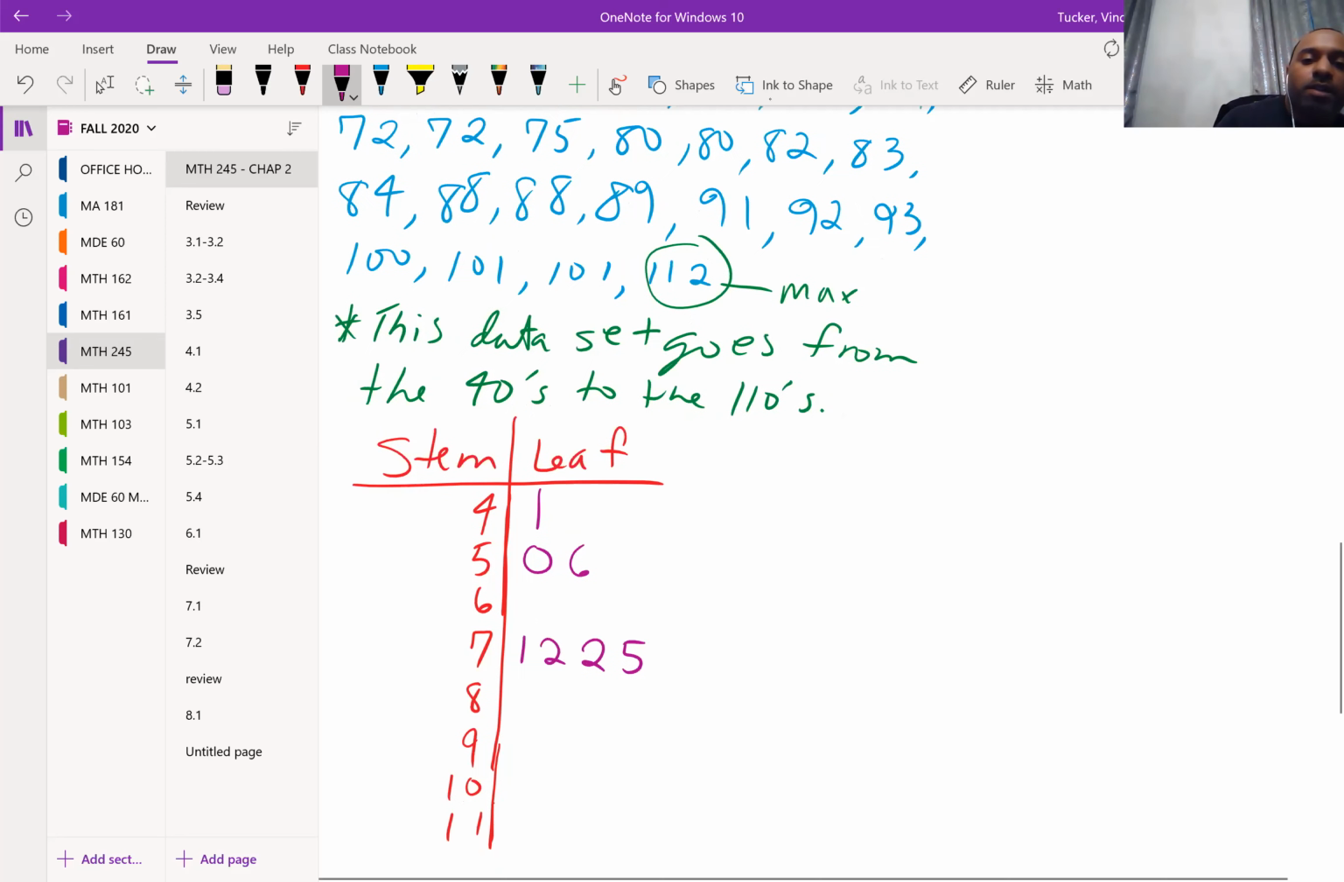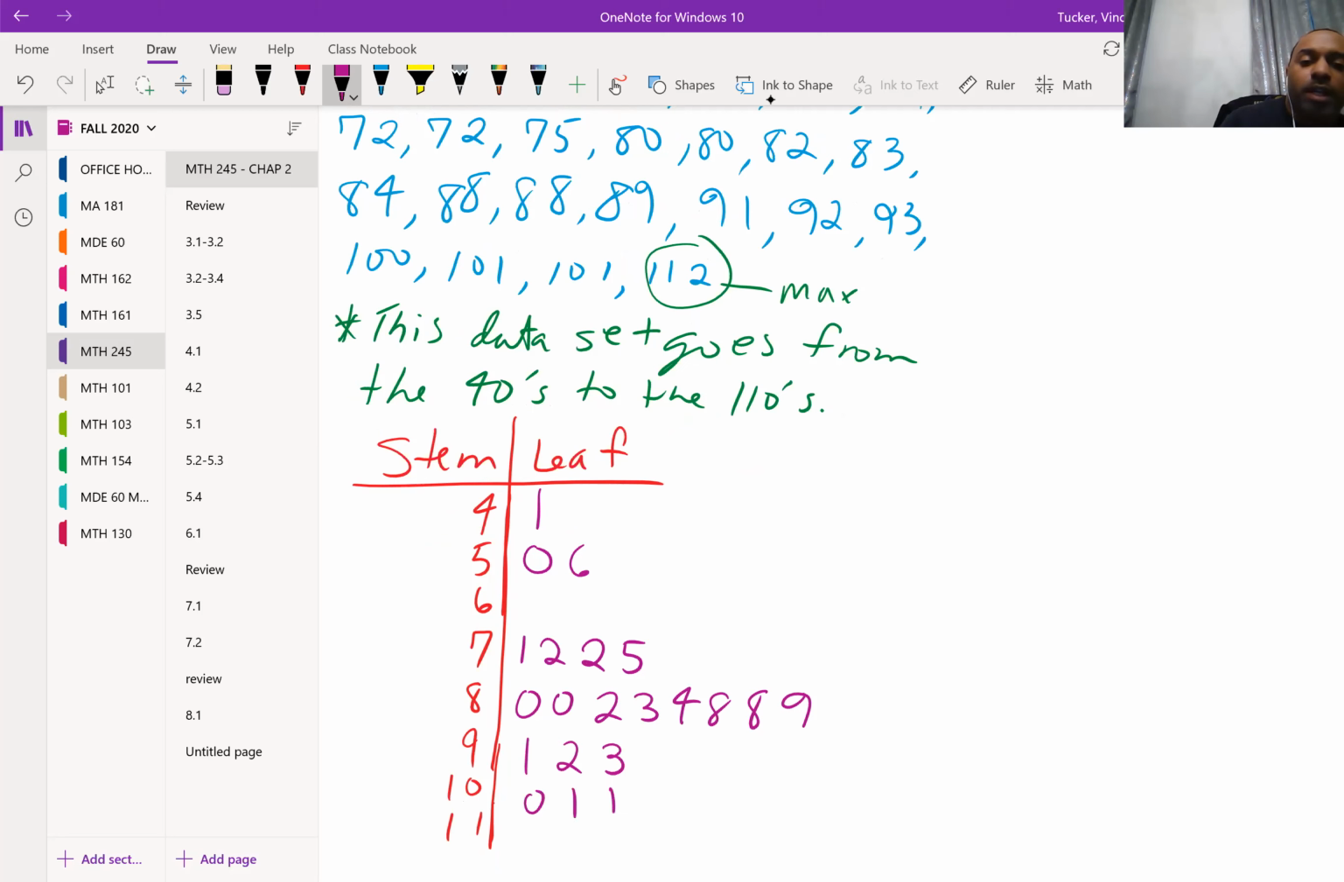Then for the 80s, you got 80, 80, 82, 83, 84, 88, 88, 89. 90s, you got 91, 92, 93. For the 100s, 100, 101, 101. And then for the 110s, you have 112. All right, so before we go any further with that, questions on what we did there, make sure we're okay.